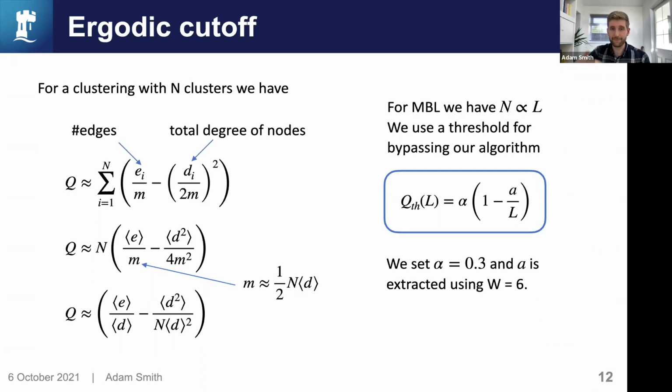So numerically we find that in the MBL system, we will have a number of clusters that scales with the system size. We have clusters which are a fixed size set by the correlation length, or the localization length, and then we fit as many as we can into the system. So the number of clusters will scale with the system size. And again, the size of these clusters will be roughly set by the correlation length.